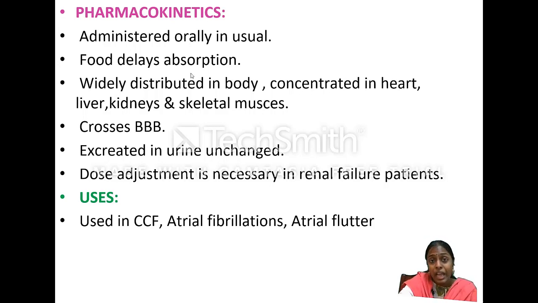As we have seen in the adverse effects, that is due to it crossing our blood brain barrier. When it crosses the blood brain barrier, it will excite the patient, cause confusion, and blur our vision. It is excreted in our urine, and we should be very careful with patients who have renal failure. Its uses are atrial fibrillation, atrial flutter and CHF.